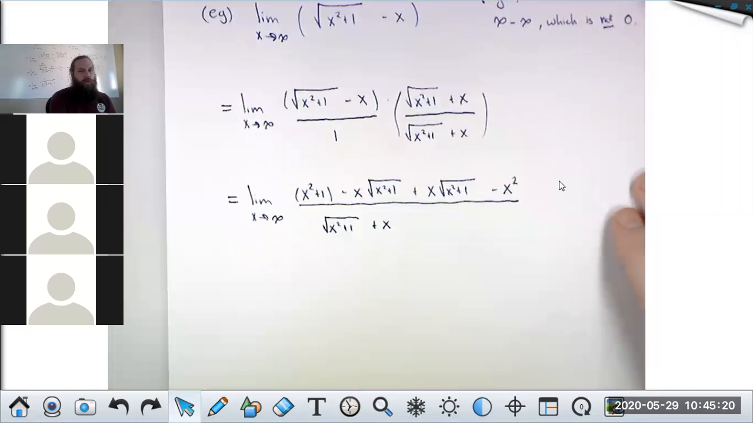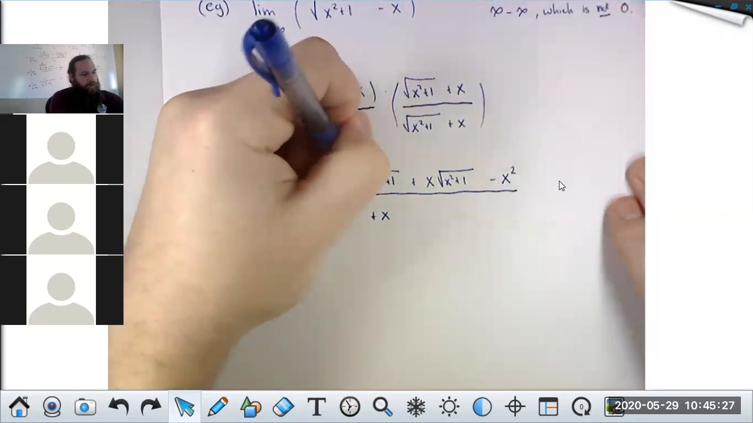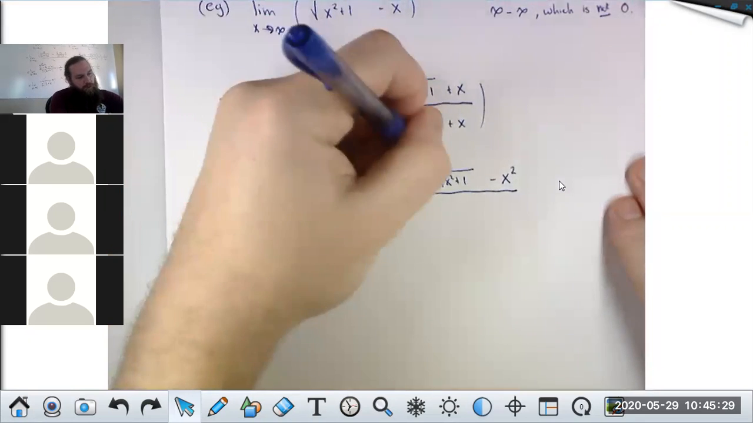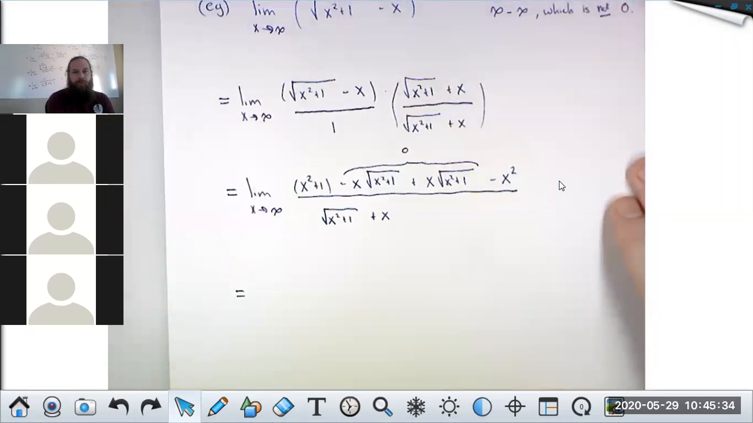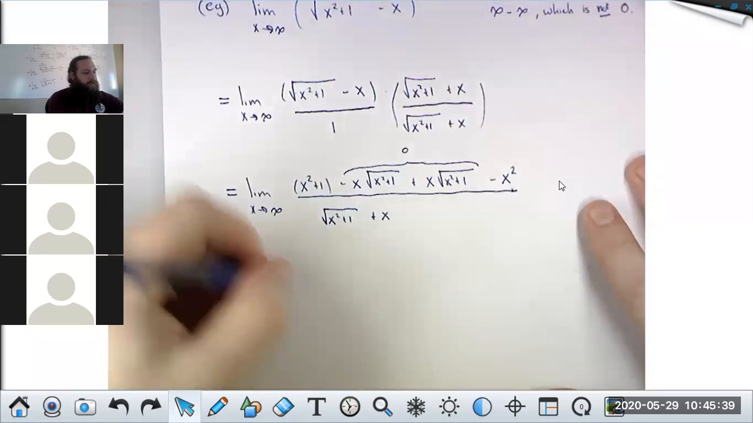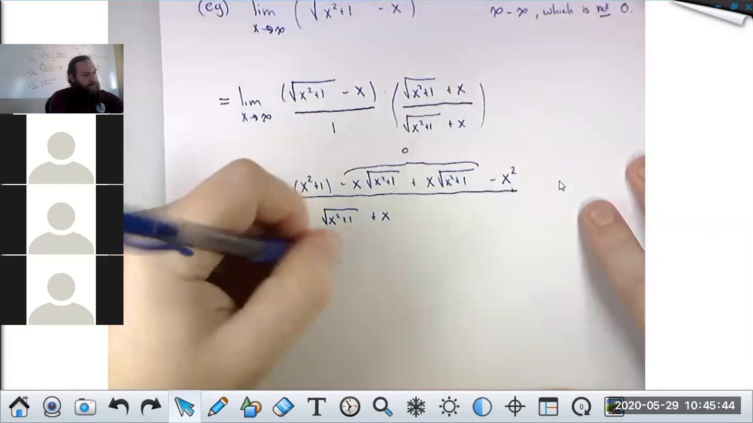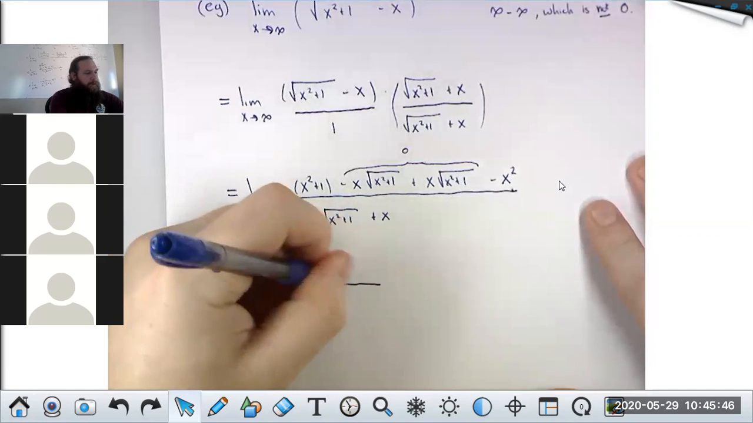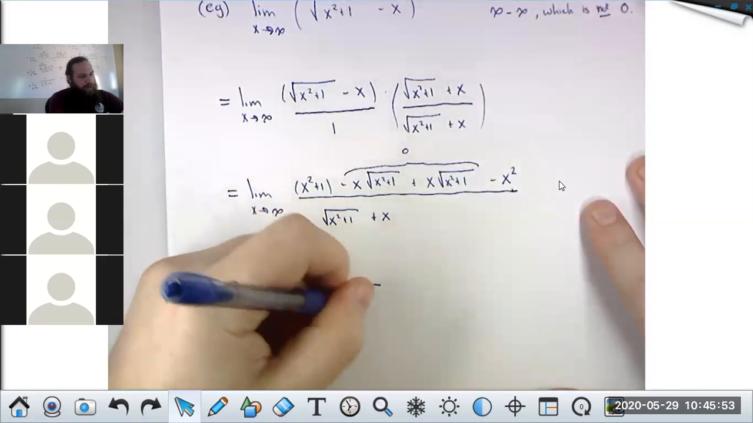All right, that thing times 1 is just that thing. Now here my middle two terms cancel. These two fellows here, they add up to 0. And so then I have x squared plus 1 minus x squared. Well, that's just 1. So my numerator is 1, and my denominator is the square root of x squared plus 1 plus x.